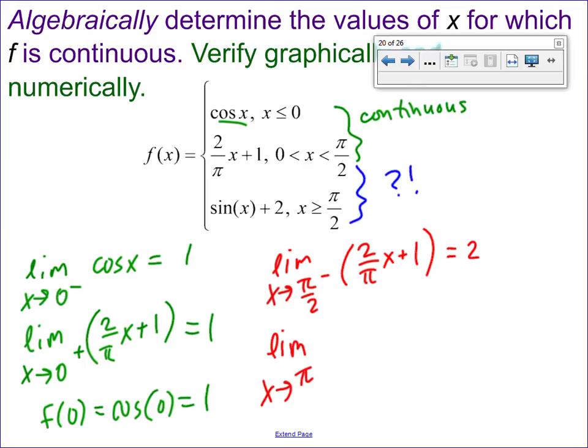Right-hand limit, as x approaches pi over 2 from the right. I use sine of x plus 2 equals sine of pi over 2, which is 1, plus 2 is 3. So without evaluating f of pi over 2, which would be the bottom definition, which would also be 3, I already know my overall limit as x approaches pi over 2 of f of x does not exist because these are not equal. So what have we learned? Discontinuous.